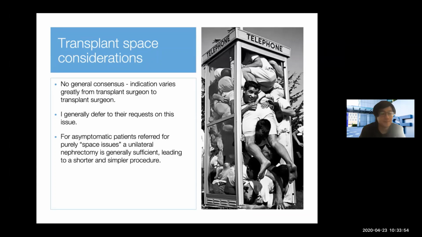For the utterly asymptomatic patients who are being referred just for space issues, it's probably true that a unilateral nephrectomy is sufficient, and that leads to a shorter and simpler procedure. I would just counsel you that you really want to talk with the patient about the road ahead in these situations. And if the person has some degree of symptoms, you may be better off just doing bilateral nephrectomy at the time, rather than having to come back for a staged procedure later.